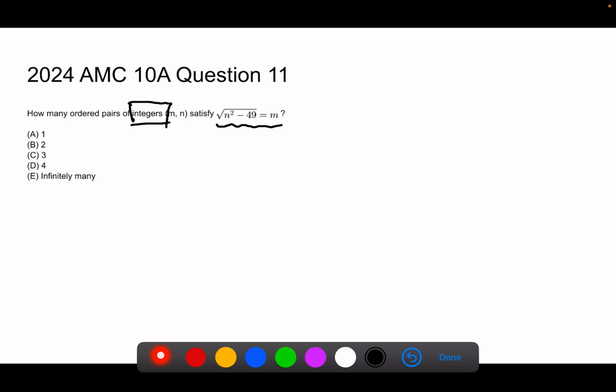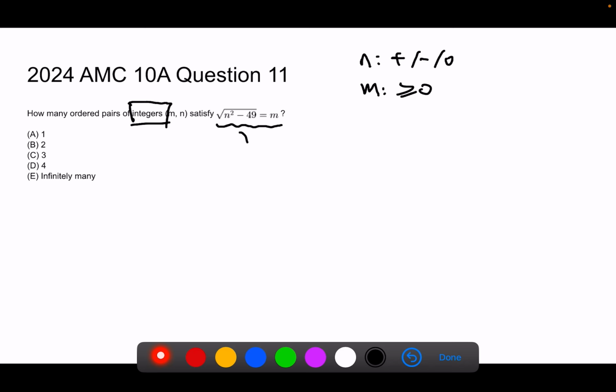So I would say n: positive, negative, 0, all works. Well, you can tell n = 0 doesn't work, but let's start from there. But m is greater than or equal to 0. In that way, when you get your final answer, you would not miss this part.